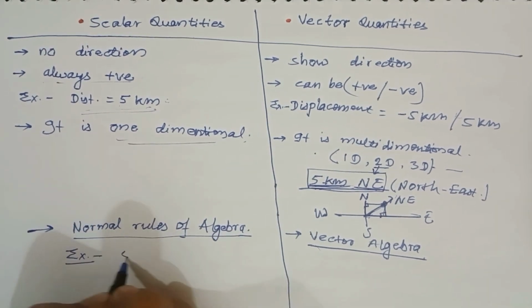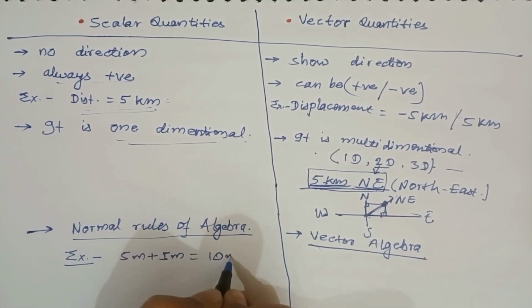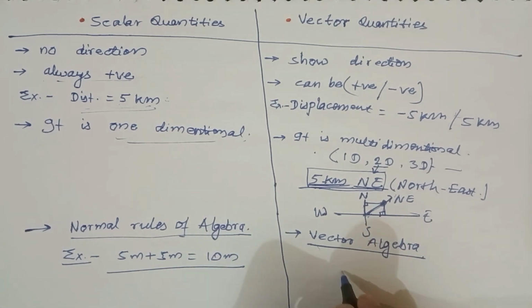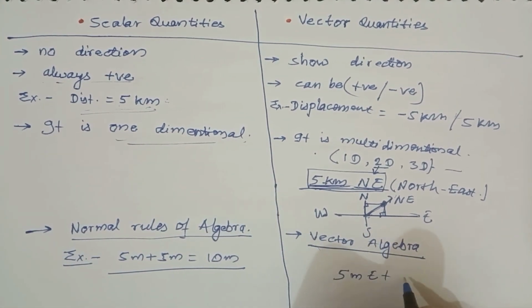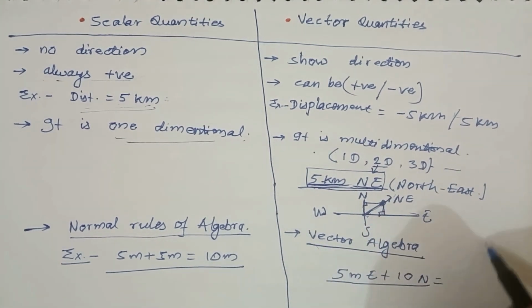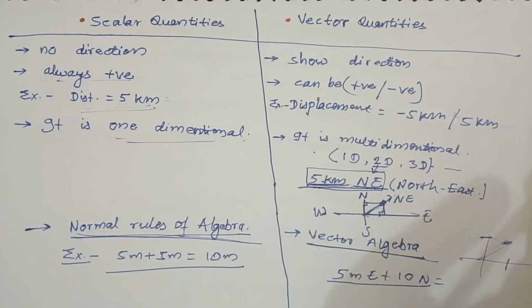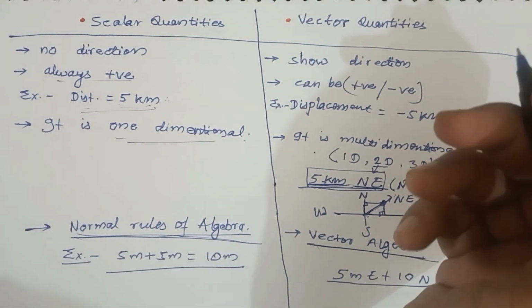For example, if we add 5 meters plus 5 meters, there is nothing to think about, it is 10 meters. But if it is 5 meter east plus 10 meter north, we need a different algebra. We will need to plot a graph showing where 5 meter east and 10 meter north are, and then take the resulting point. This is called vector algebra. We will study it later, but we should remember this point of difference: vectors follow vector algebra, while scalars follow simple algebra.